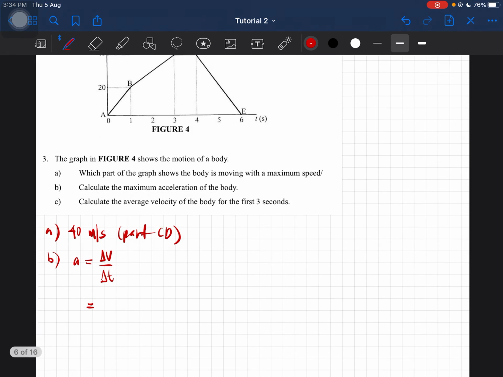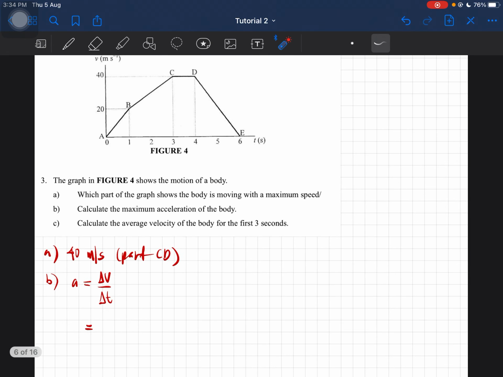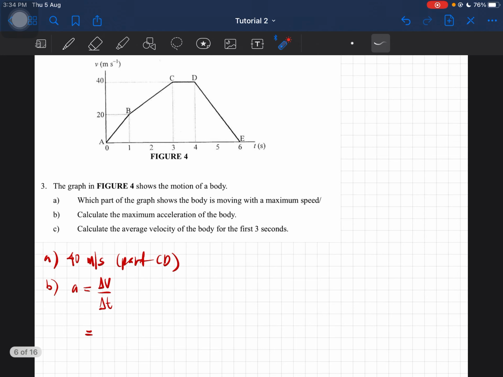So where is the maximum acceleration? We can see is at part A to part B. Okay, so that is where maximum acceleration occurs. How do I know that? We can see based on the gradient of this graph lah. Okay, so for v against t punya graph, we know that the gradient is telling us about the acceleration.